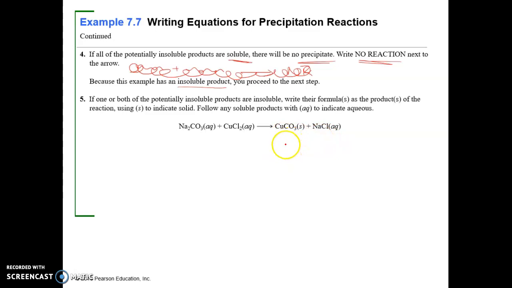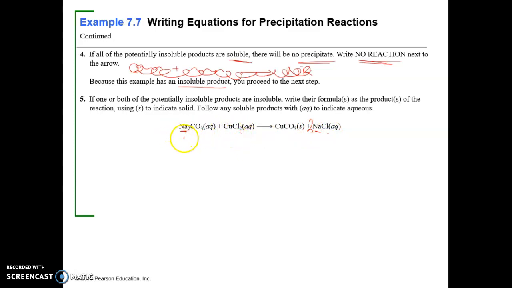Then, whoops, I went a little too far. We need to make sure that it balances. All right, so when I look at this, first thing I see is that I have 2 sodiums here, and here I only have 1. So I'm just going to throw a 2 out in front and try that. Okay, now that gives me 2 chlorines, and I have 2 chlorines, so that looks good.